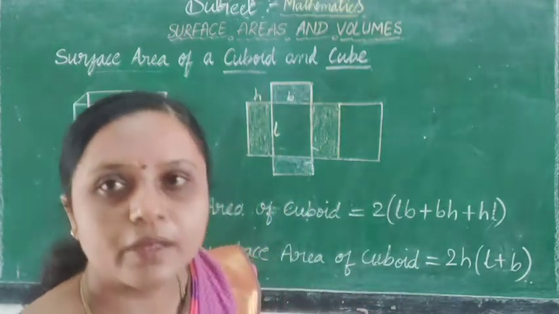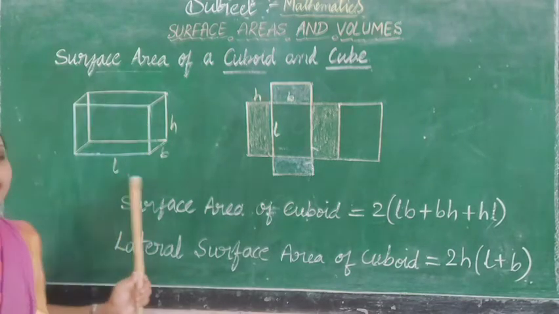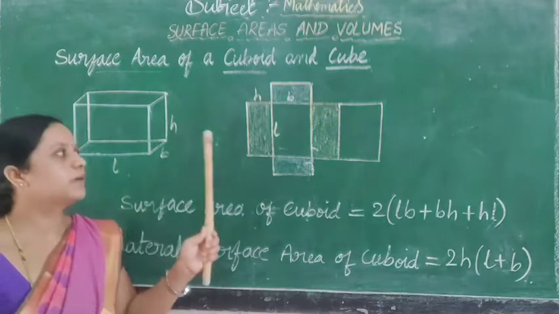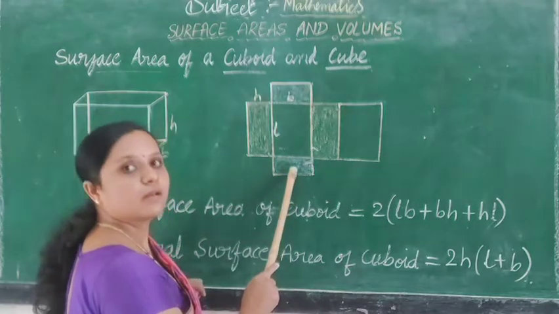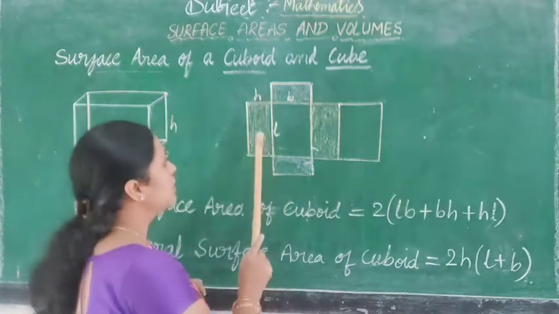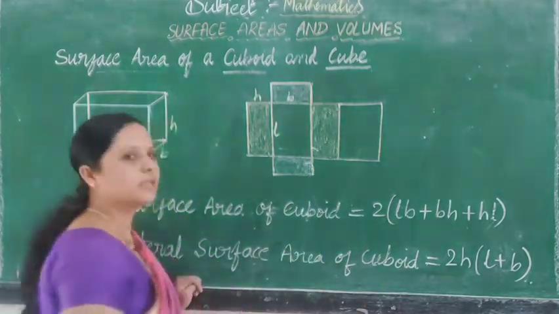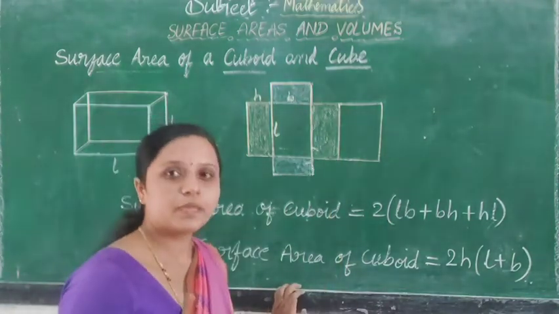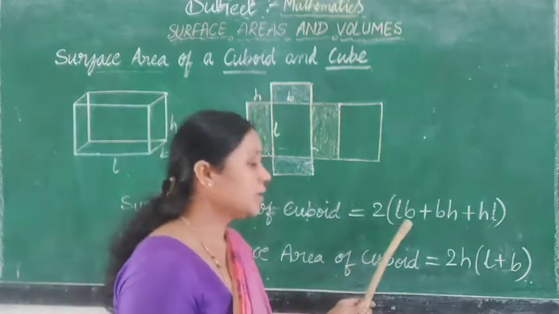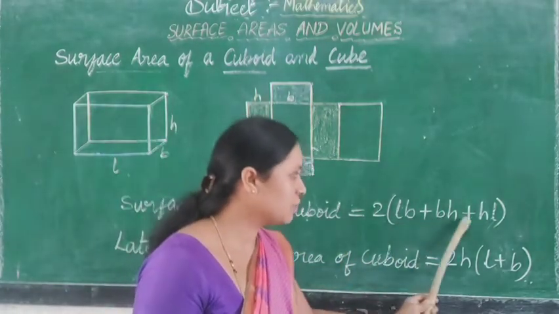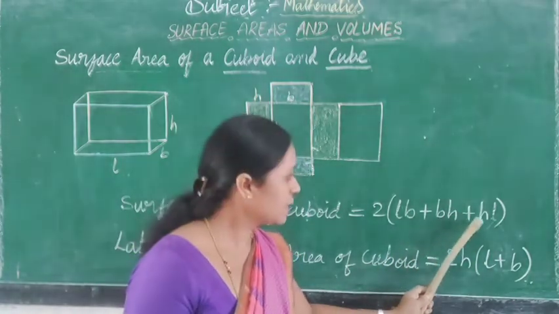So finally we conclude. The cuboid is a 3-dimensional figure, and when you open this cuboid, it looks like this, 6 faces. Observe this one. The top and bottom face areas will be equal. The front and back areas will be equal, and left and right areas also will be equal. So the surface area of a cuboid is equal to 2 times of LB plus BH plus HL. Length into breadth plus breadth into height plus height into length.